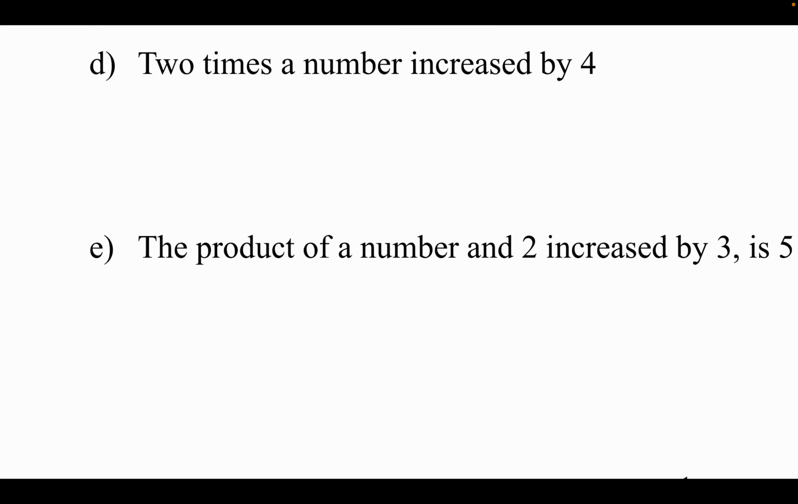2 times a number increased by 4. 2 times a number would be 2 times x. Increased by 4 would be that you're adding 4. So that would be represented as 2x plus 4. Here's your 2 times a number. Here's your 2 times the number, and then here's your increase by 4, which is plus 4.